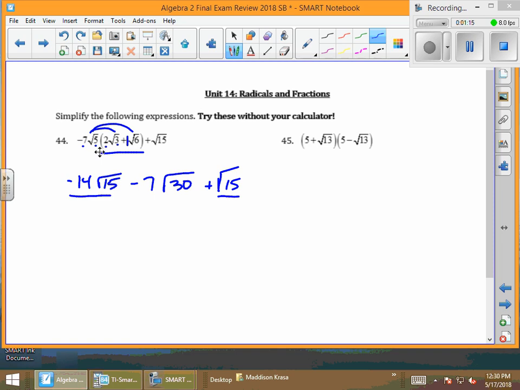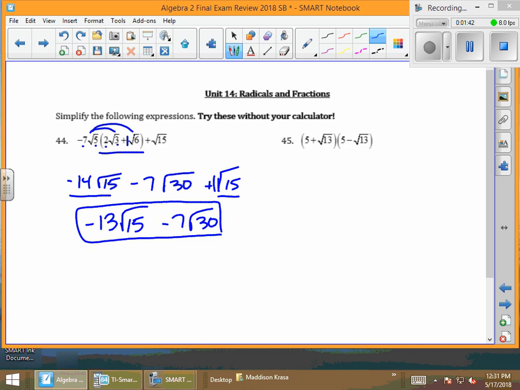Now we have addition. So when we have addition, that means combine like terms. So we can only combine radicals if they have the same radicand, or the part that's under the radical. So we can combine the -14 radical 15 with the +1 radical 15. That gets us -13 radical 15, and then we keep the -7 radical 30. And that is our final answer.